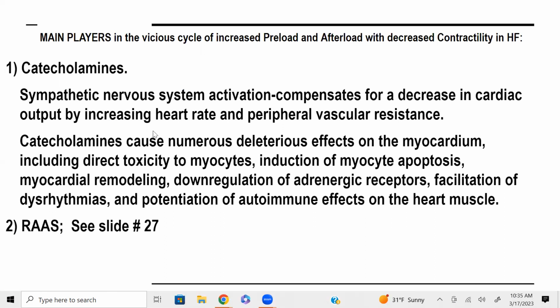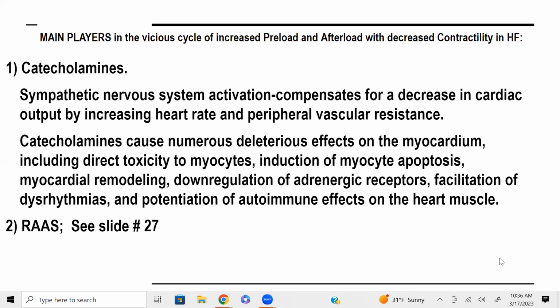So like I said earlier, the sympathetic nervous system activates, and then it compensates for a poor cardiac output by increasing your heart rate, and also increases the peripheral vascular resistance. There are numerous effects that catecholamine causes on your heart. The myocardium is one of the structures, and it directly causes toxicity to the myocytes.